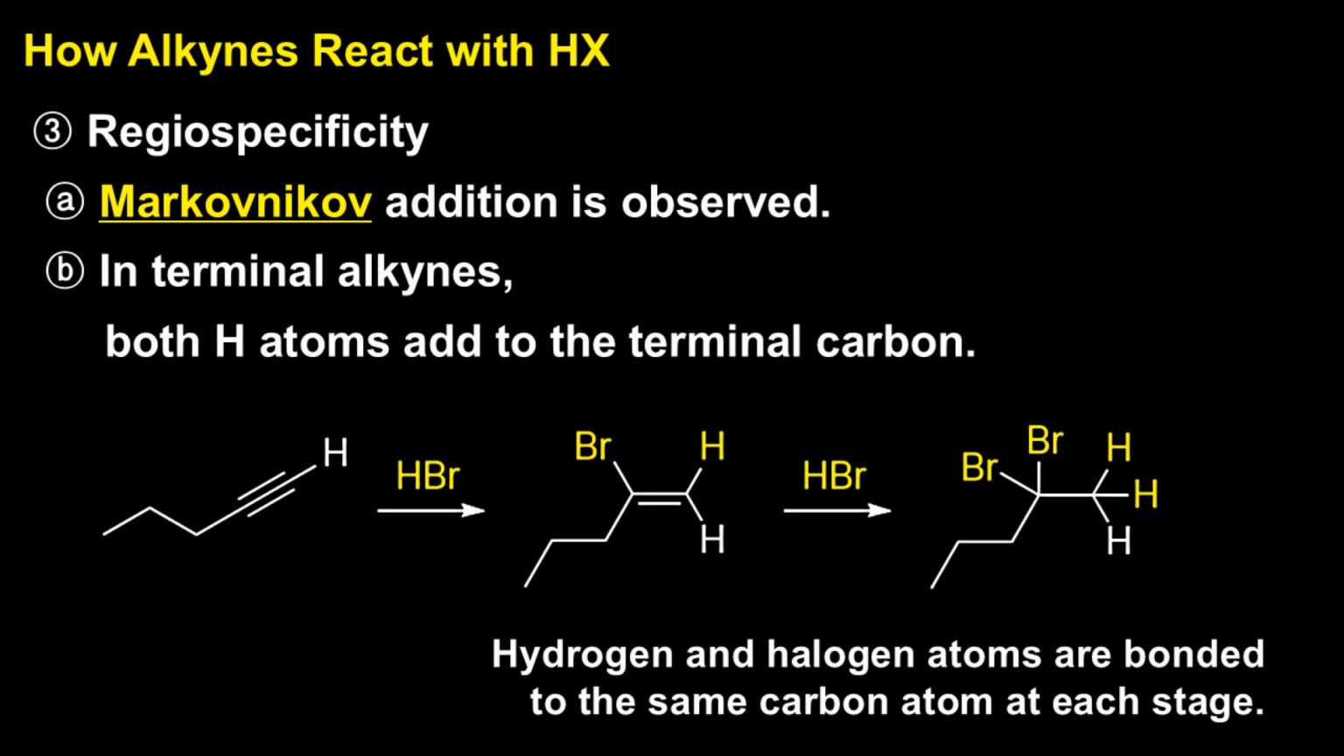Now let's talk about regioselectivity. Just like with alkenes, hydrohalogenation of alkynes follows Markovnikov's rule. That means the hydrogen adds to the carbon that already has more hydrogens, and the halogen goes to the more substituted carbon. When we're dealing with terminal alkynes, this pattern becomes even more obvious. Both hydrogens from the two HX additions end up attaching to the terminal carbon. So the halogen atoms both go to the internal carbon.